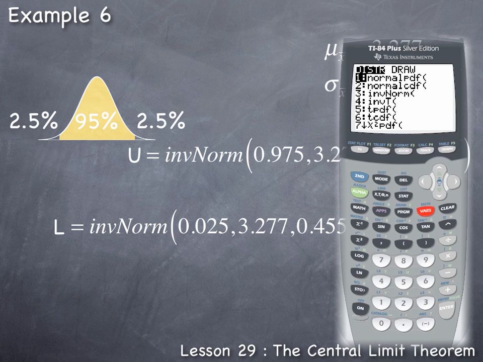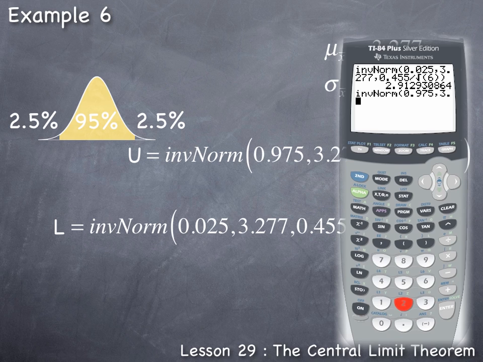For the U, we'd go second DISTR, arrow down to the inverse norm, press enter. We have 0.975 for U, comma, 3.277, comma, 0.455 divided by second square root 6, parenthesis, parenthesis, enter. So U rounds off to about 3.64. So L is about 2.91 and U is about 3.64. Thus, we've found our interval.